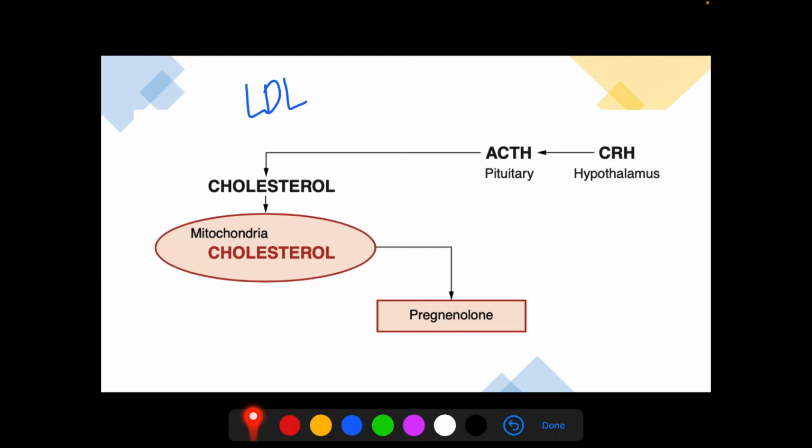So it would stimulate the transport of free cholesterol into the adrenal mitochondria. That would now initiate the steroid production. You have to remember that it's only the free cholesterol that can enter the steroidogenic pathway in response to ACTH. So let me write that one. It's the free cholesterol again that can enter the steroidogenic pathway in response to this ACTH production.